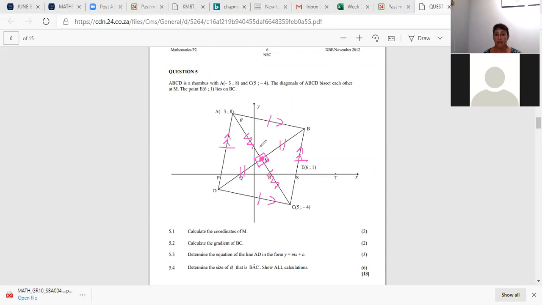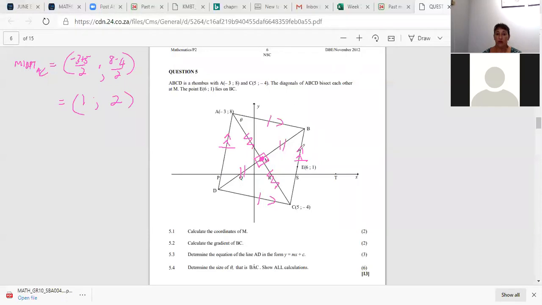Calculate the coordinates of M. M is the midpoint of A and C. All right. So midpoint of AC equals. Right. So we add the x's. Minus 3 plus 5, and we divide by 2. And then we add the y's and we divide by 2. Right, so what's that? 1 and 2. You can just check my algebra, okay. All right, so that is the midpoint.